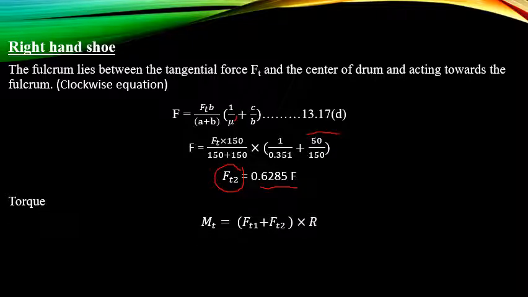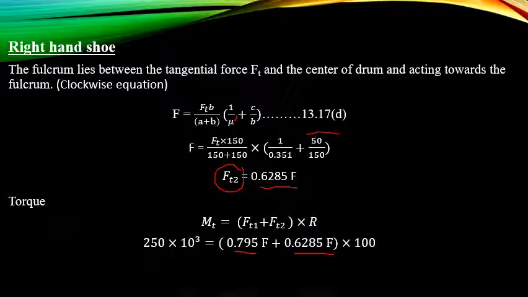Since it is a double block brake, the torque Mt can be given as the sum of the tangential forces for the left hand and right hand block, into the radius of the brake drum. Therefore substituting the value of the torque, that is 215 10 Newton millimeters, and the values of Ft1 for the left hand shoe, that is 0.795 F, and Ft2 for the right hand shoe, that is 0.6285 F, and the radius is 100, we can find out the spring force F that is required to set the brake. That will be 1756.2 newtons.